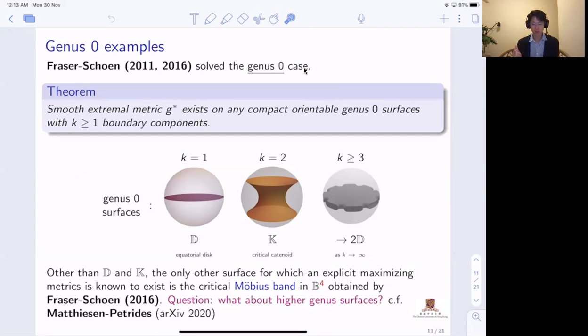Of course, one can ask what happens for higher genus surfaces. This is a very difficult question, and I just want to remark that there's a very recent paper by Matthiesen and Petrides, which solves this problem based on a few of their previous works. They show that a smooth extremal metric would exist, although we don't know explicitly what it should look like.